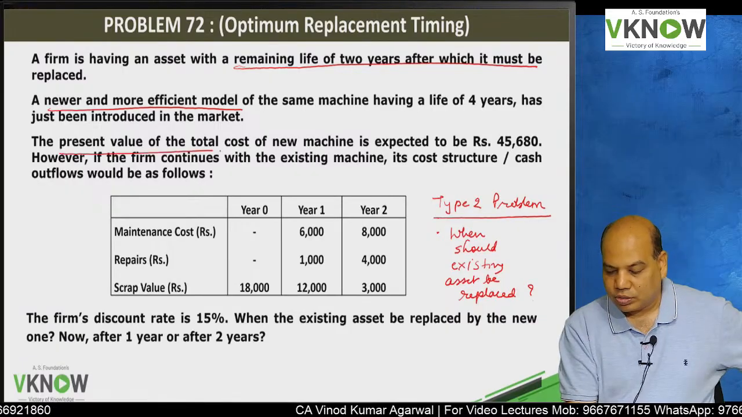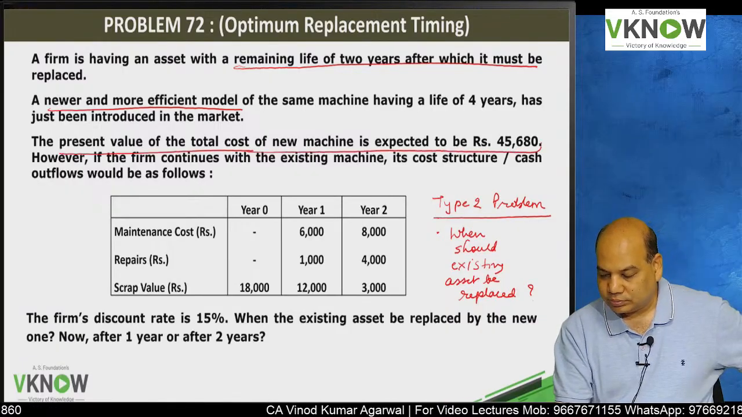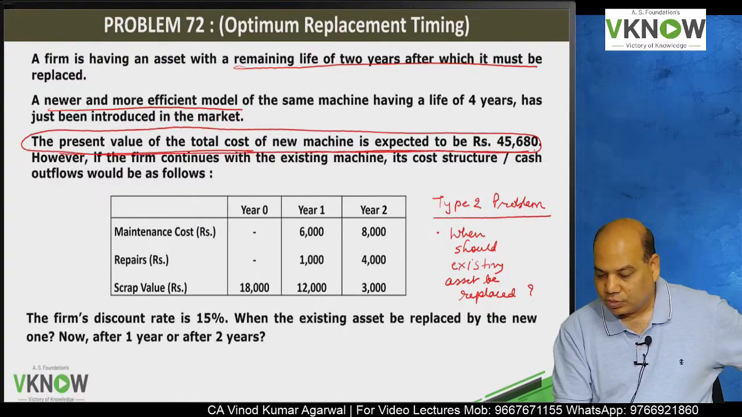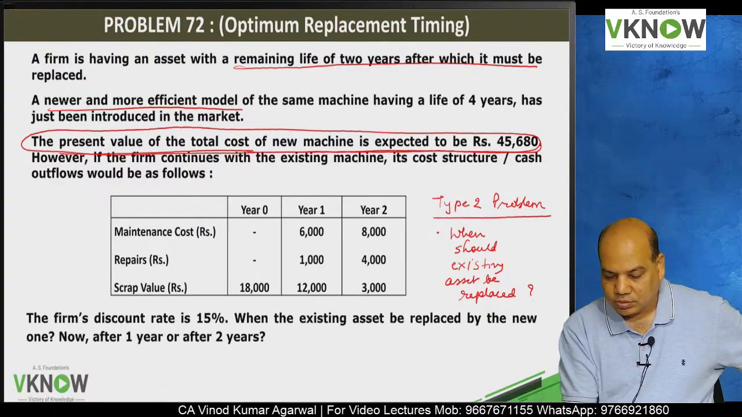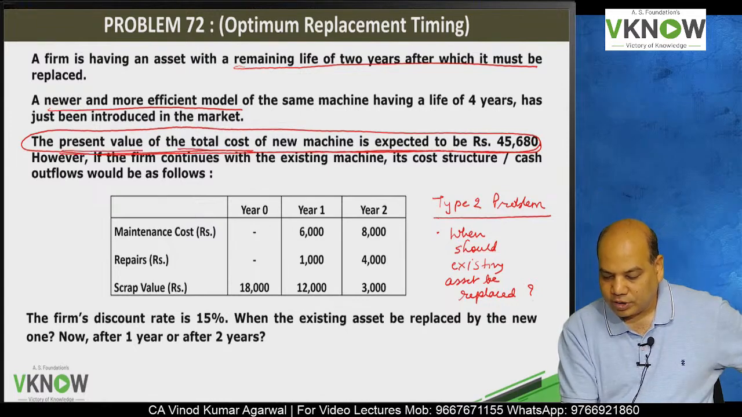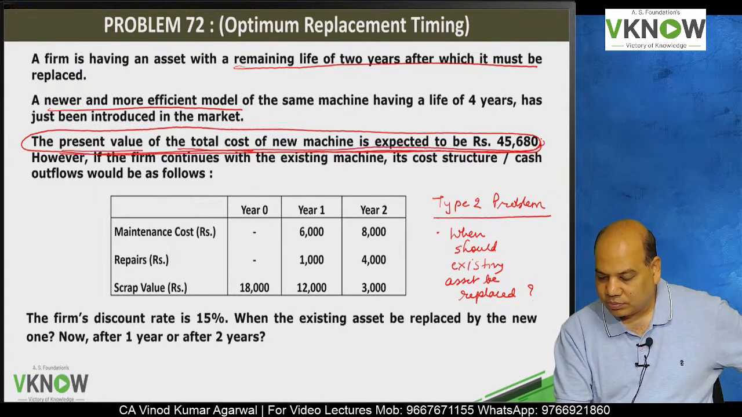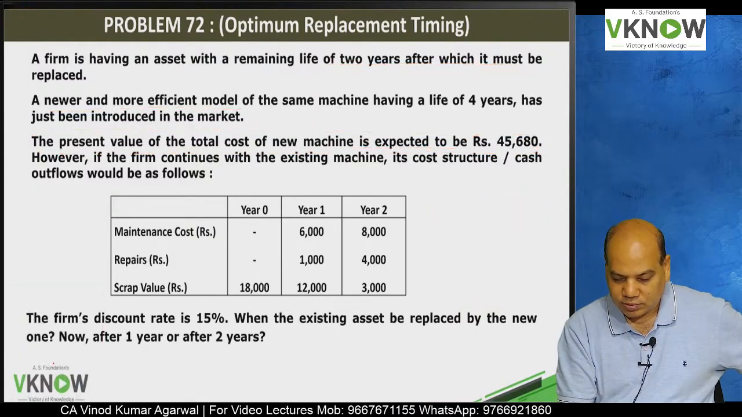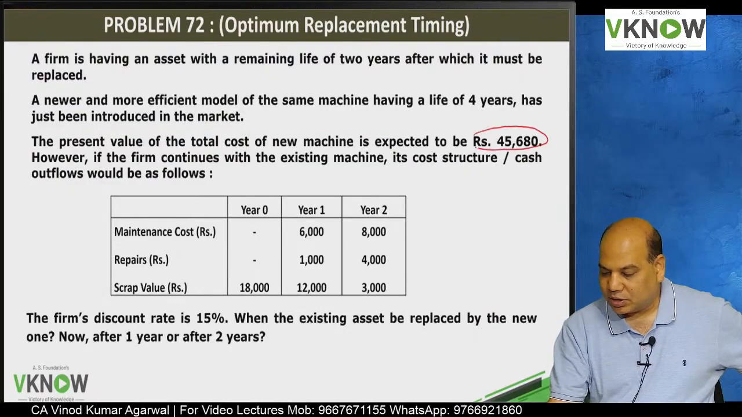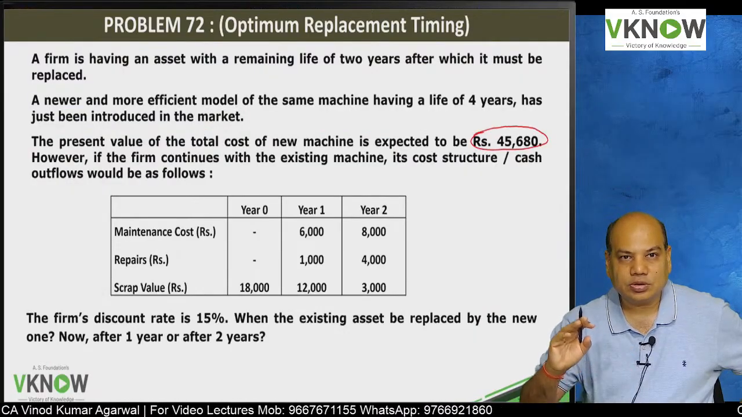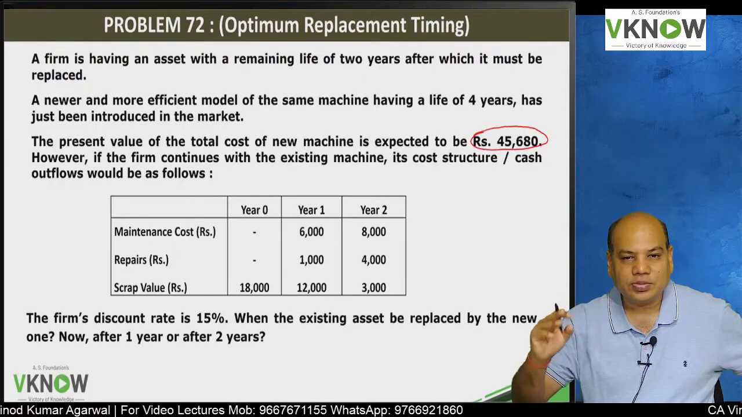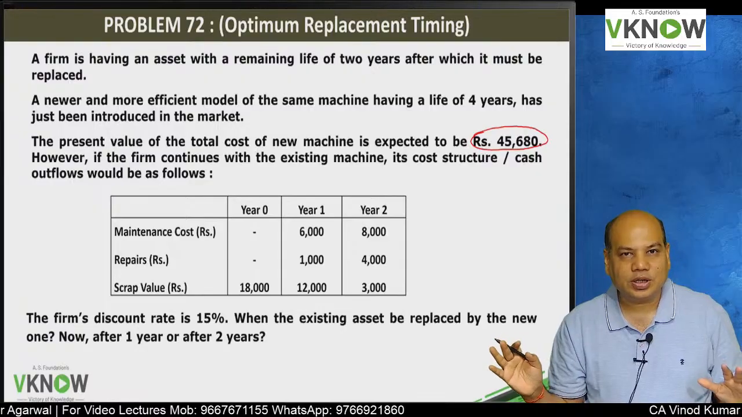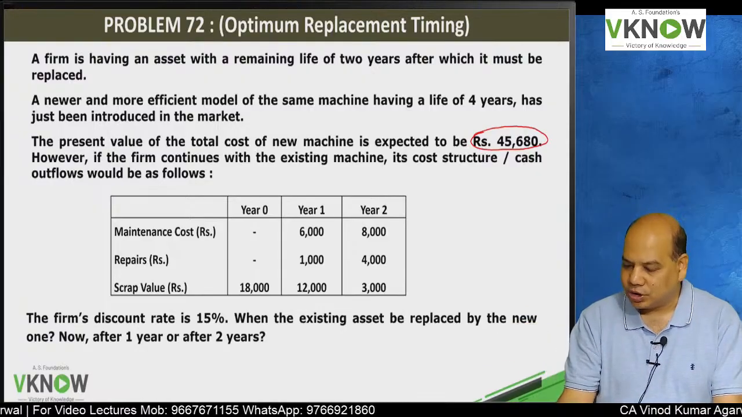The present value of the total cost of the new machine is expected to be 45680. So if you purchase the new asset, the present value of all the future costs, purchase cost, repair cost, maintenance cost, running cost, everything put together, is 45680.